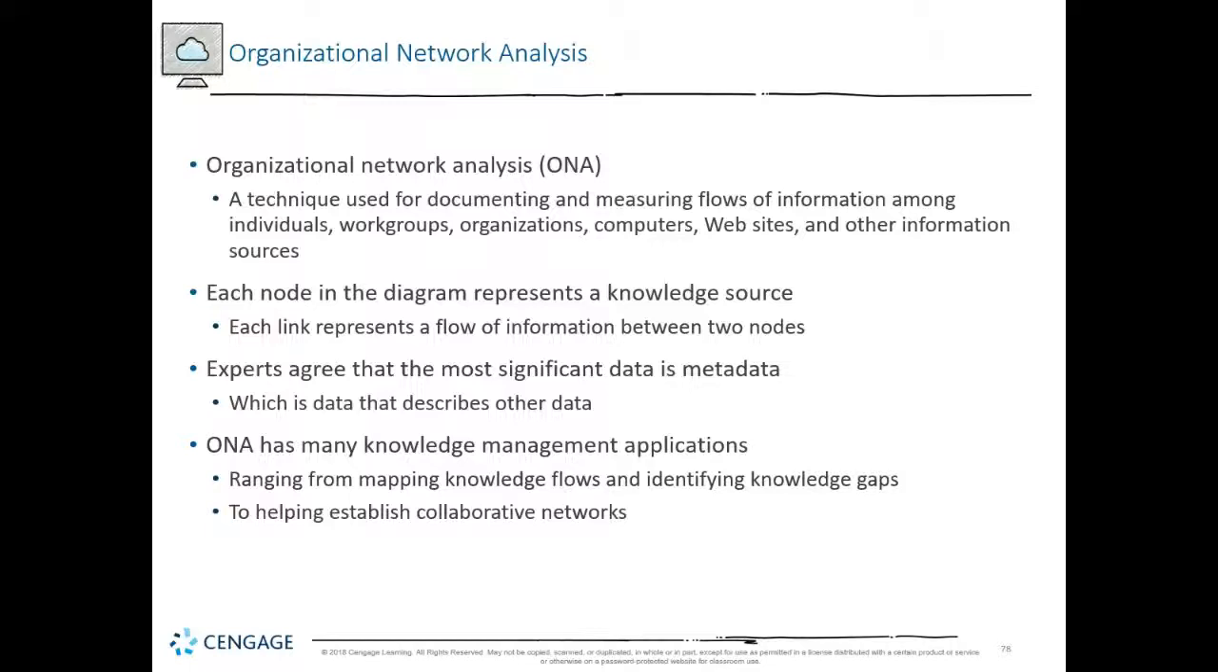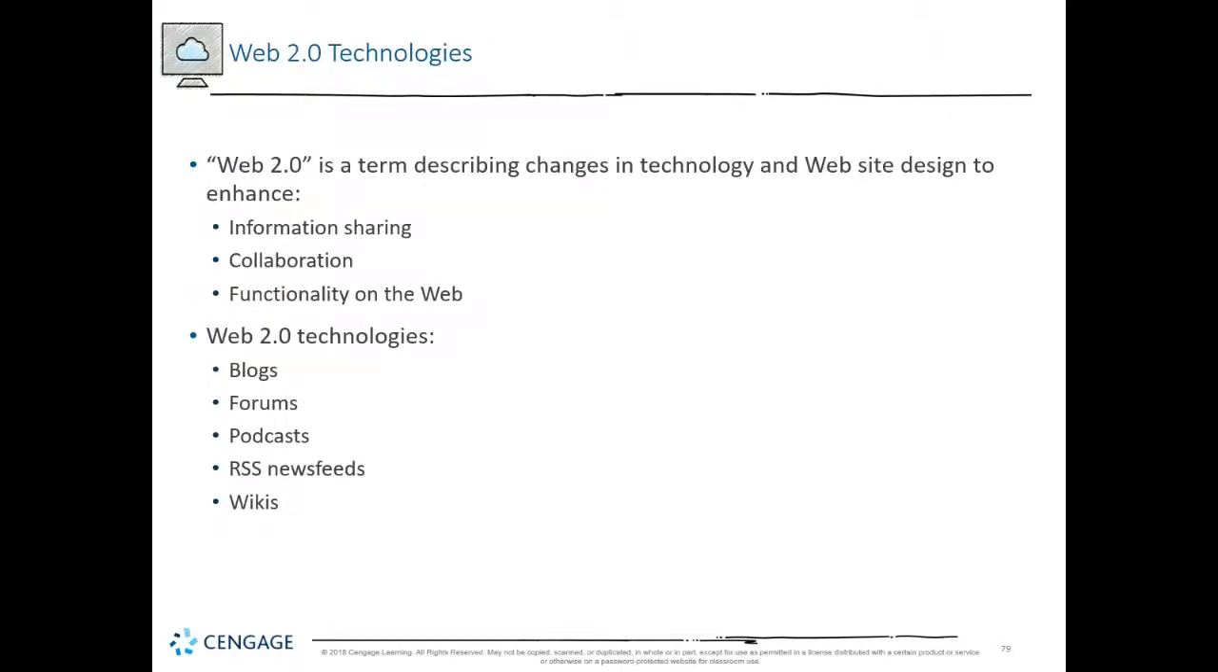Experts agree that the most significant data is metadata, which is data that describes other data. ONA has many knowledge management applications, ranging from mapping knowledge flows to identifying knowledge gaps to helping establish collaborative networks.